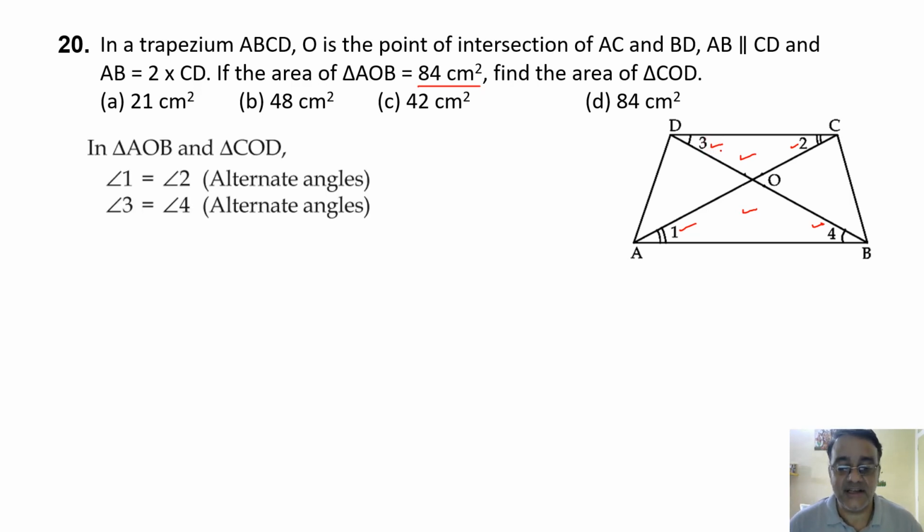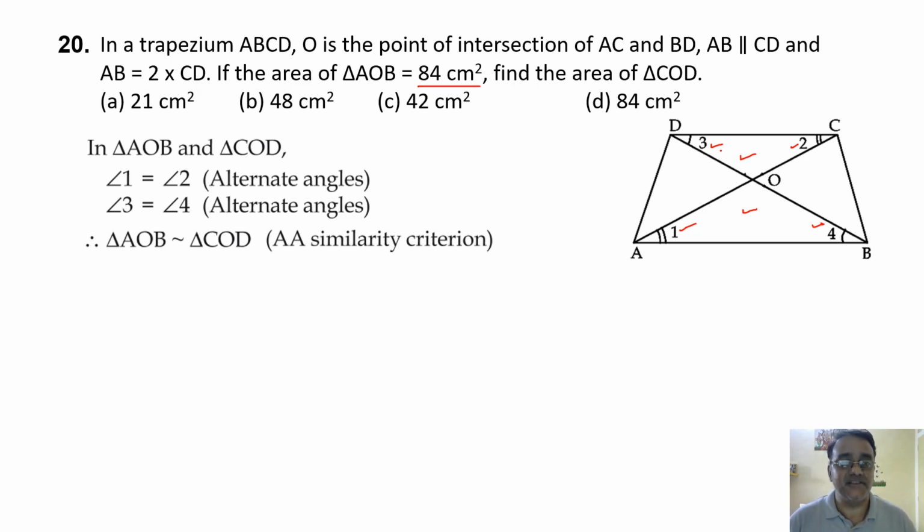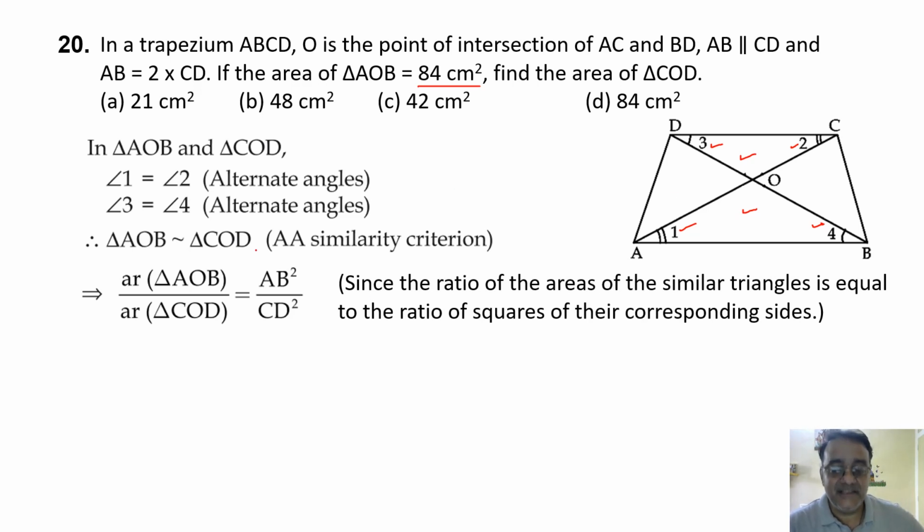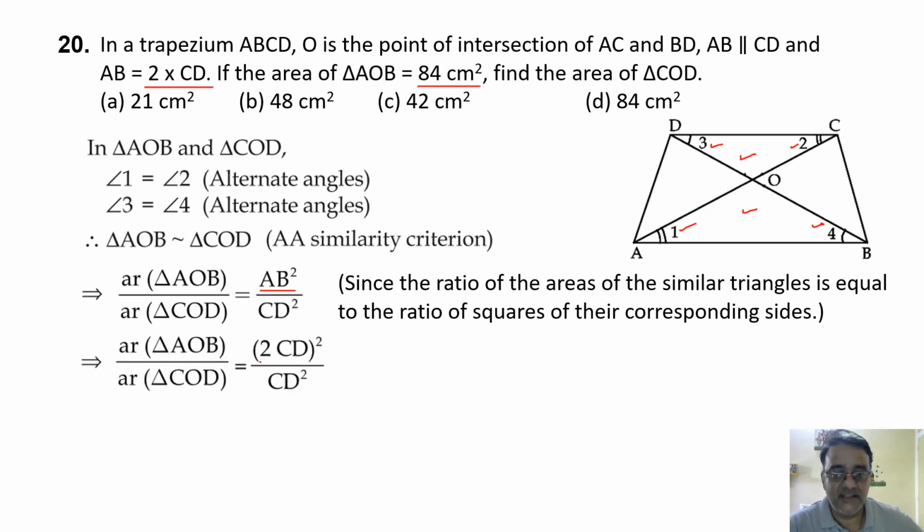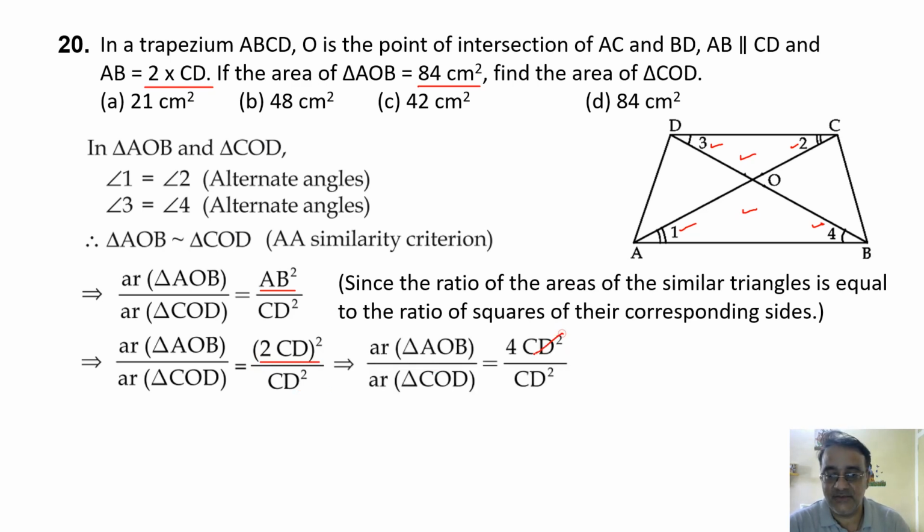So these two triangles are similar by which criteria? AA similarity. Very good. So if these two triangles are similar, we can use theorem 6.6. That is the ratio of areas of two similar triangles is equal to the ratio of squares of their corresponding sides. So we got this one. अब ध्यान से देखो, इसमें AB जो है वो 2 times CD है. So we will substitute. And this will become 4 CD square upon CD square. CD square cancel and we are getting 4 by 1.